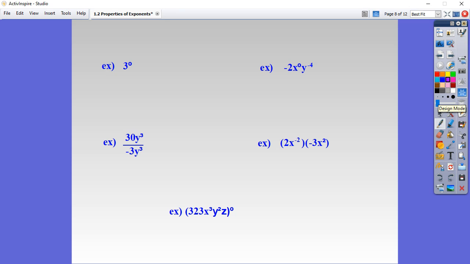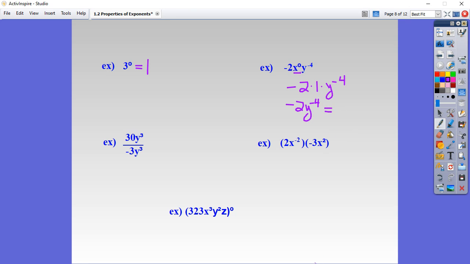Look at the first example, 3 to the 0 power. Anything to the 0 power is 1, except 0. Looking at the second one, what has a 0 exponent? Just the x. So the -2 minds its own business. Technically we do this. Once you get the hang of it, you won't put the 1 here. You'll just have -2 y to the -4.